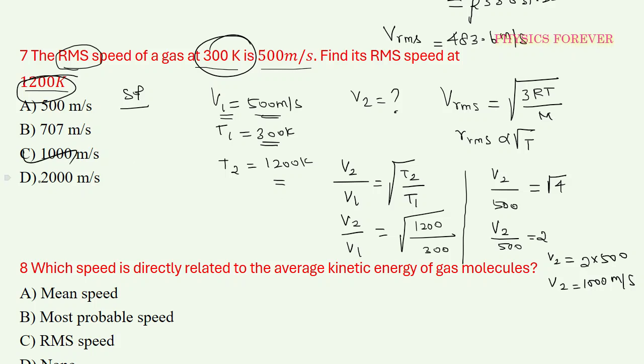Option C is correct. Okay, so temperatures T1 and T2 கொடுத்துட்டாங்க, velocity V1 கொடுத்துட்டாங்க, then we have to find out V2 by using this formula. So we just have to remember this one. These are the most important problems, okay.